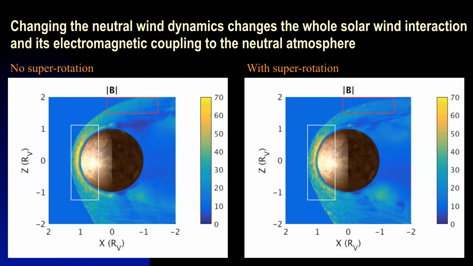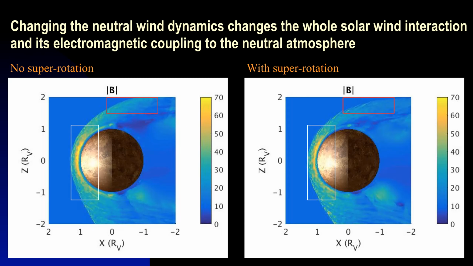Okay, well, we tried two different atmospheric winds just to see if they make a difference. How important is it to include the superrotation of the upper atmosphere into the simulations? On the left-hand side, we see the simulation results for the magnetic field using the VT-GCM atmosphere without the superrotation. And on the right, we see the same results for using the VT-GCM with superrotation.